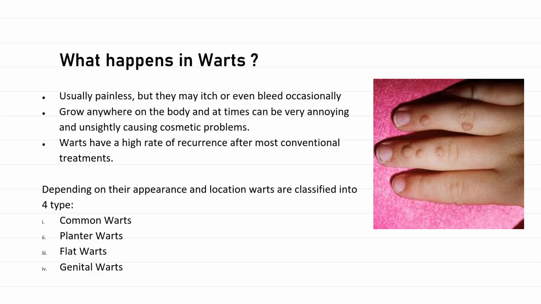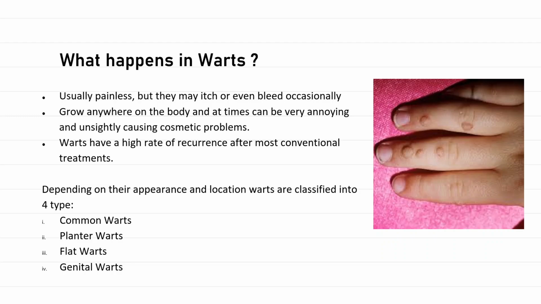This was really, really small. It was barely visible as well. And eventually, after some time, I had got it on my toes as well. So it is not necessarily like if you have warts on your hand, it will spread only on your hands. It can go anywhere. Now, depending upon its appearance and location, warts are classified into four types.